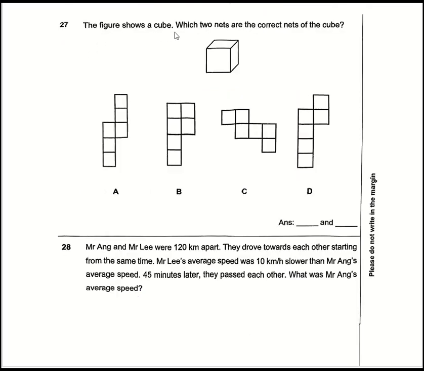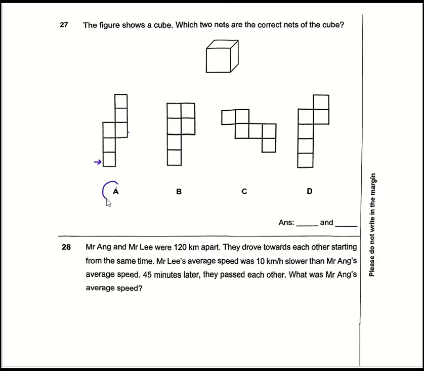The figure shows a cube. Which two nets are the correct nets of the cube? You will have to use visualization to really figure this out. For example, if I can fold it along this line, then it comes up, and I will be able to curl this. Once it comes up, this forms this side and this forms this side of it. If I can bring this up, yeah, and this will form the top cover of this.